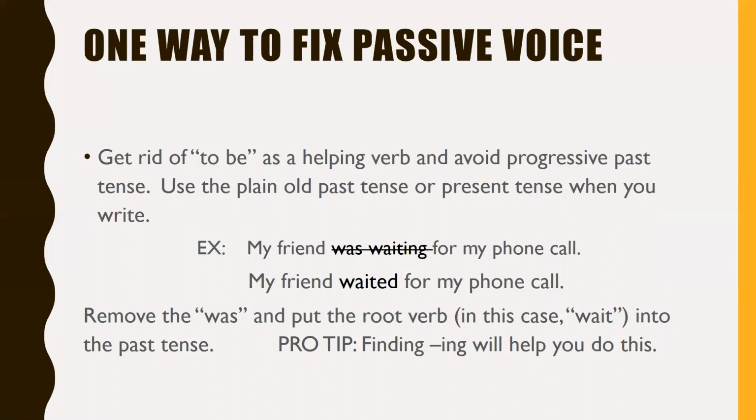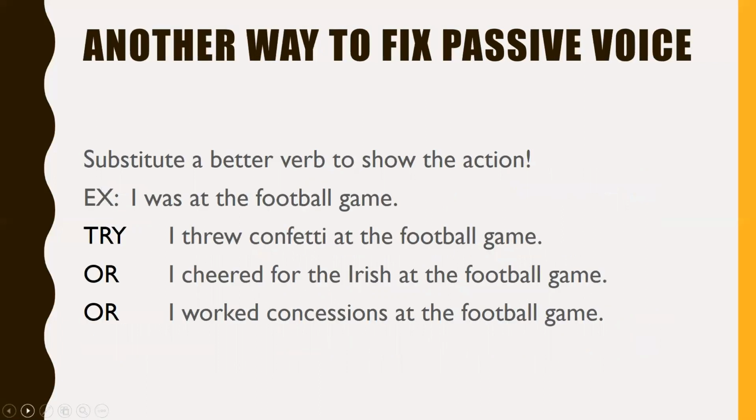So in the example, we've got my friend was waiting for the phone call. By simply eliminating the was and changing waiting to waited, you've got this perfect past tense. So finding that ing is a pretty good indicator that you've got some helping verbs in play. And by fixing that and just moving your writing into past or present tense, you're going to fix a lot of those to be problems.